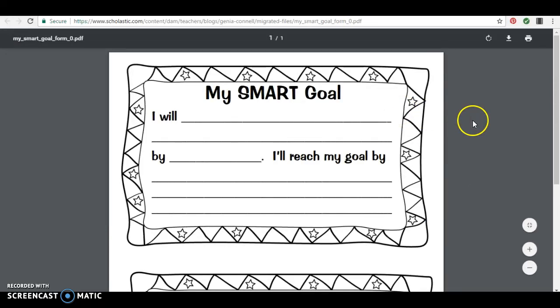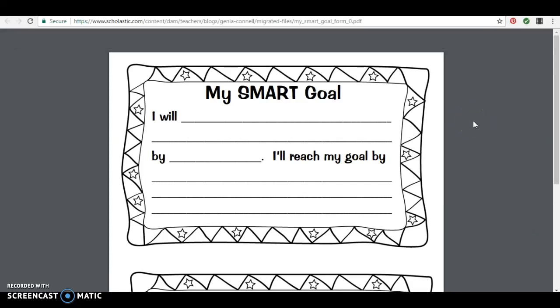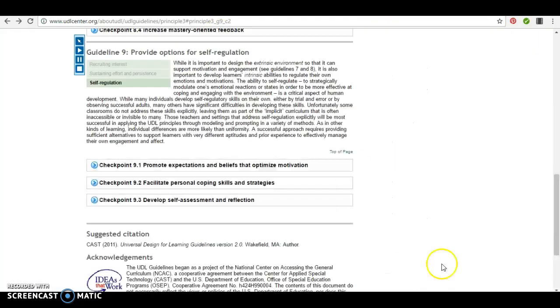And then we have SMART goal sheets, which say, my SMART goal is, I'll reach my goal by doing whatever. This allows the students to see it, and it goes back to this guideline because it promotes expectations and beliefs that optimize motivation, because the students actually have an attainable goal that they have written for themselves. So that allows them to see their goal in different ways.